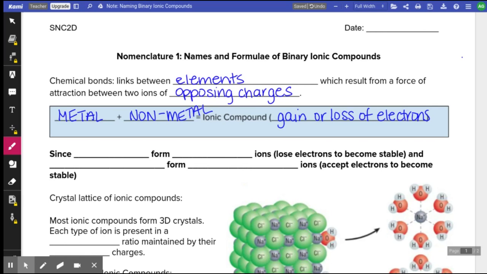And this happens because metals form positive ions, that is, they lose electrons in order to become stable, and non-metals form negative ions. Positive ions and negative ions actually have specific names. There's a term for a positive ion, and it's a cation. And a negative ion is called an anion.